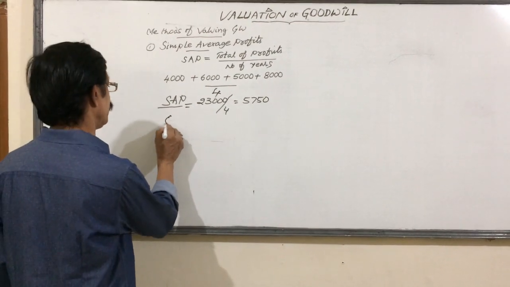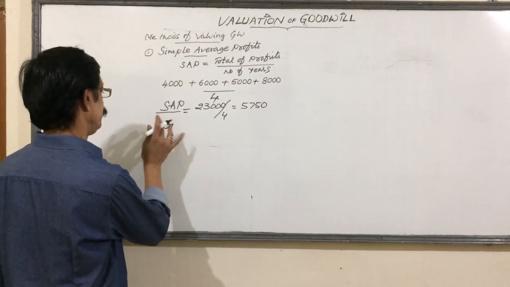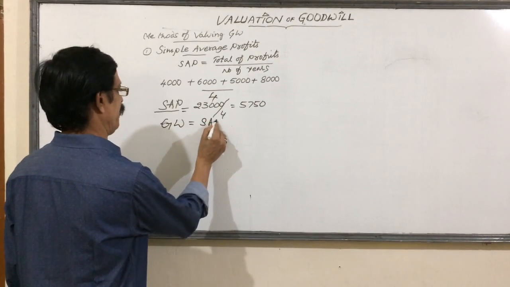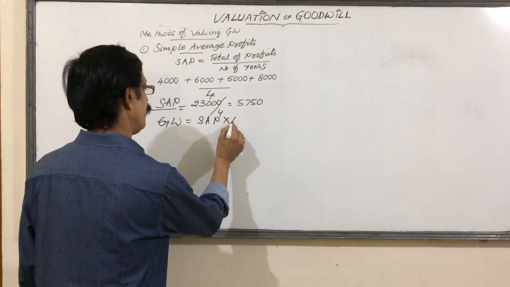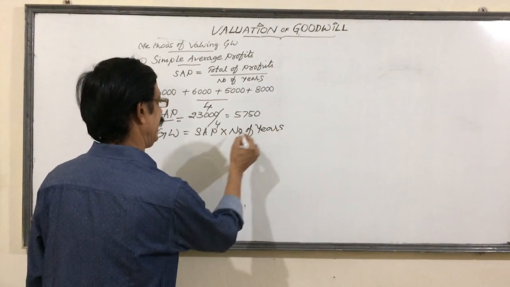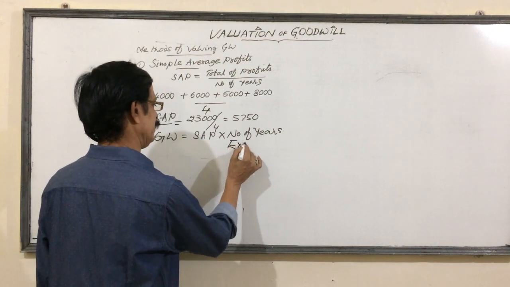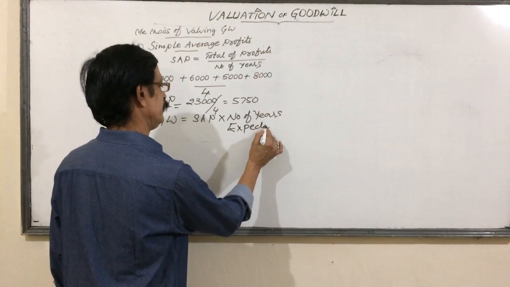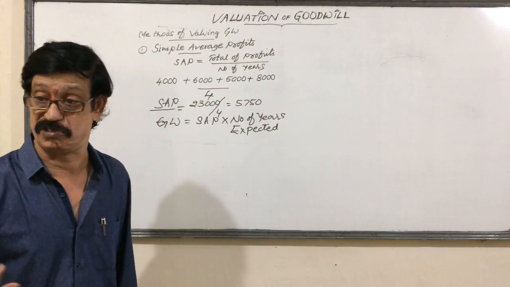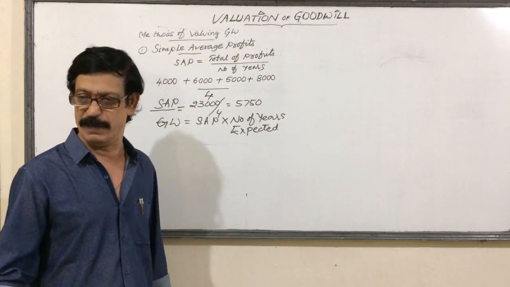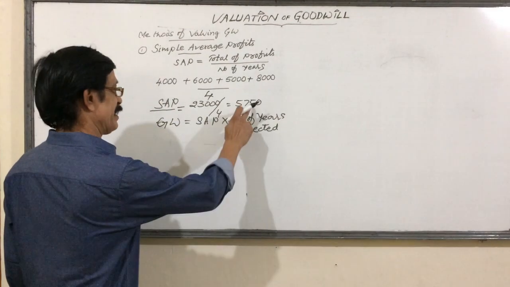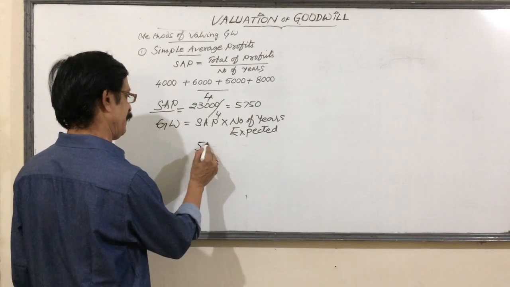Now goodwill is equal to simple average profit into number of years expected. Number of years expected, or it is also called number of years purchased. Or sometimes it may be called number of times, 2 times, 3 times like that. Our simple average profit is equal to 5,750.